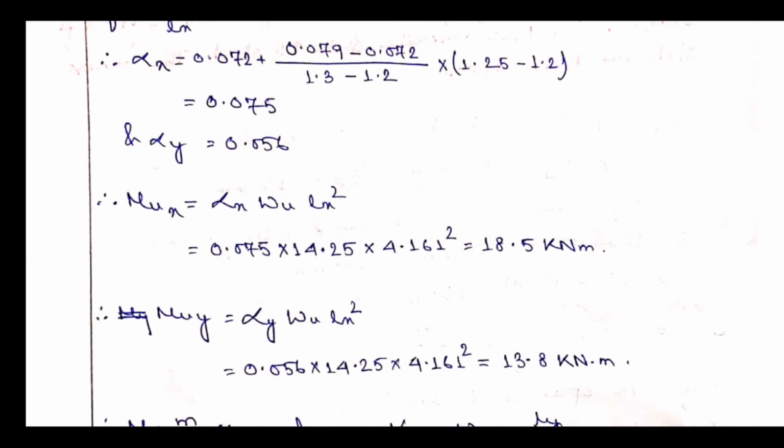Okay. So moment in shorter direction Mu x is equals to alpha x w Lx square, that is equals to 0.075 into 14.25 into 4.161 square, that is equals to 18.5 kilonewton meter, and moment in longer span Mu y is equals to alpha y w Lx square, that is equals to 0.056 into 14.25 into 4.161 square, that is equals to 13.8 kilonewton meter.